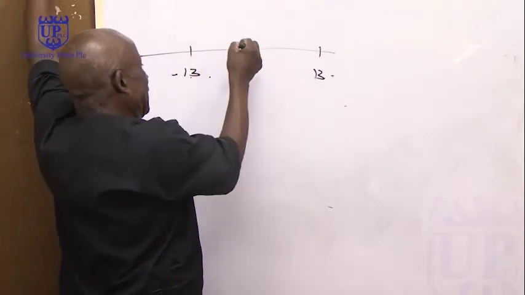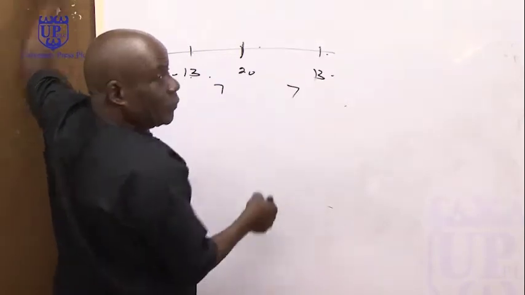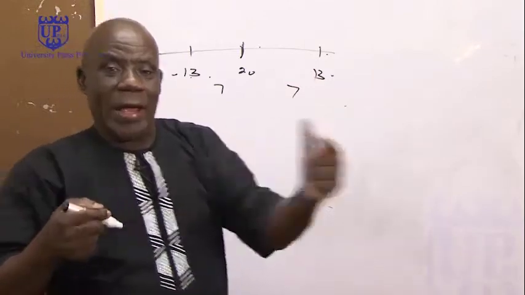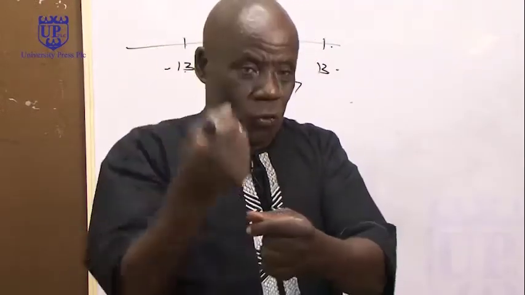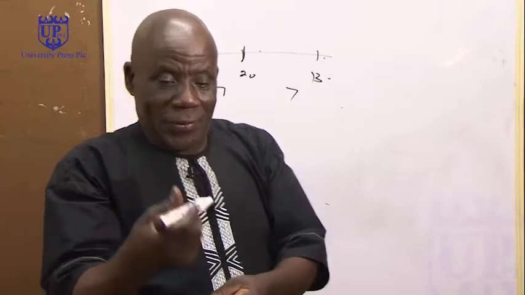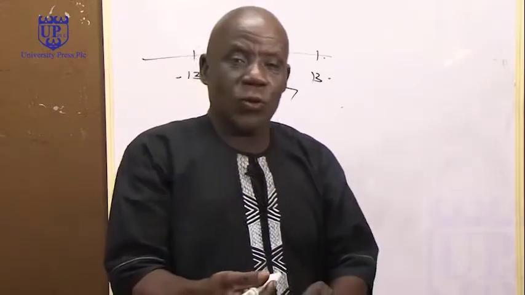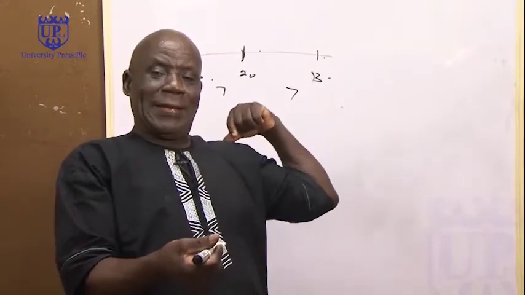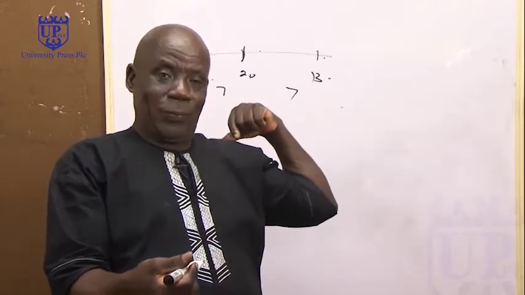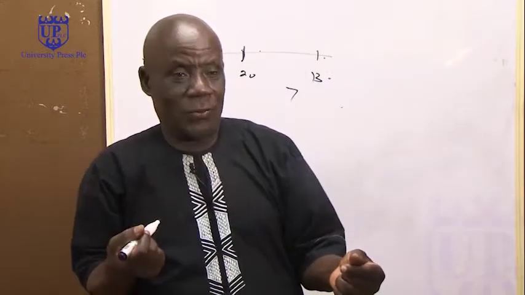Now this is 20. From here to here is 7. From here to here is also 7. It depends on the way you are moving. If they ask you to move 20 steps forward, 30 steps backward, you will get to 7. If you move 20 steps, you are already at 20. Then they ask you to move backward 30 steps, you will be at 7. But the same thing, you can move forward and backward.